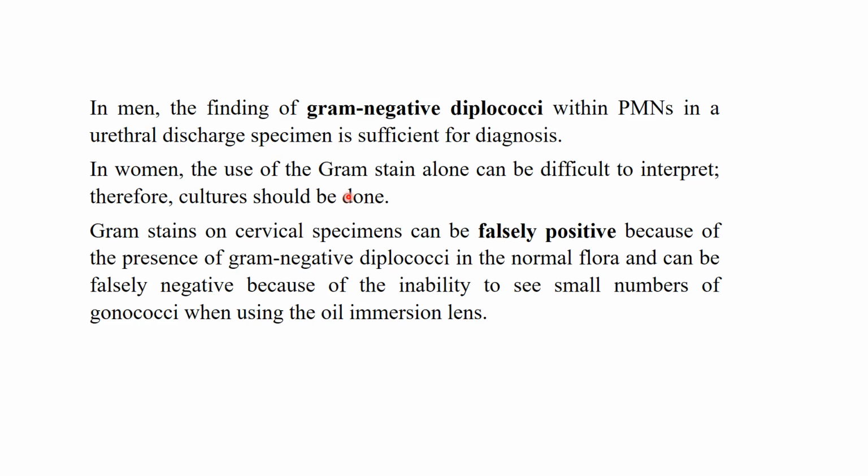If in men gram-negative diplococci are identified in polymorphonuclear neutrophils, it means it's Neisseria gonorrhoeae. But in females, we cannot totally rely on gram staining. Gram stains on cervical specimens can be falsely positive because of the presence of gram-negative diplococci in the normal flora, and can be falsely negative because of the inability to see small numbers of gonococci when using the oil immersion lens.